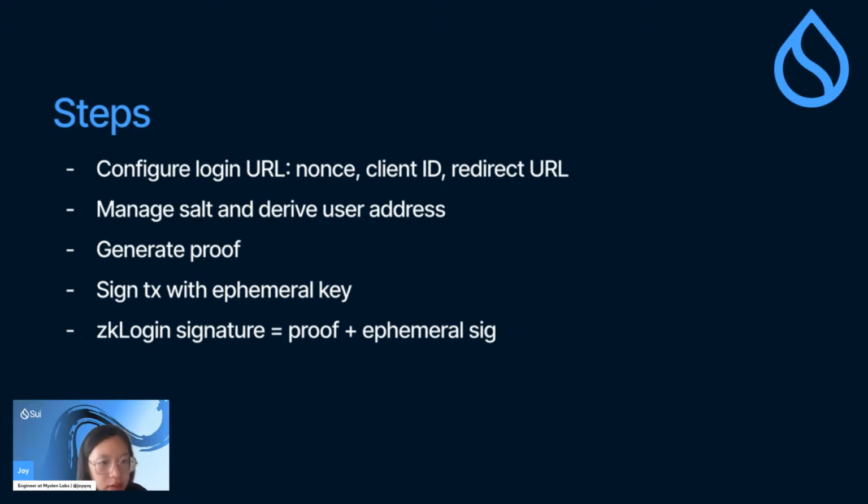Secondly, I want to talk about this concept called salt, which is a value used to derive your user address. The third step is that we will now call the proving service to generate a proof by giving it a JWT token. In the fourth step, you want to actually sign the transaction with the ephemeral key. And in the fifth step, now you have the complete zkLogin signature that consists of the proof and the ephemeral signature.